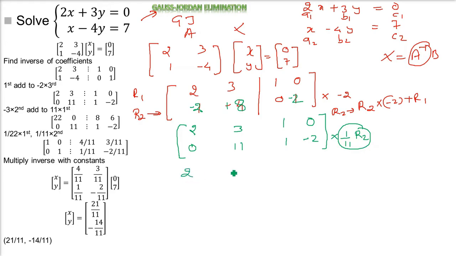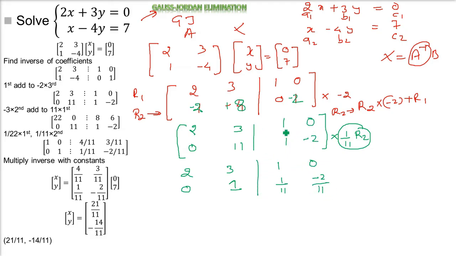This is 2, 3, 1, 0. Now I'm multiplying this second row with 1 by 11. So this is going to be 0. 11 by 11 is 1. 1 by 11 and -2 by 11. Now we have 0 and 1 in the second row.